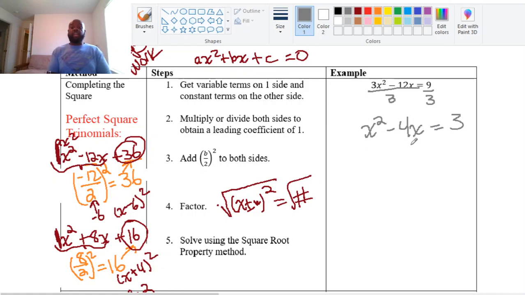Now, what I need to do here is I need to make this a perfect square trinomial, right? Perfect square trinomial means take half of b and square it. The value in the place of b is a -4.